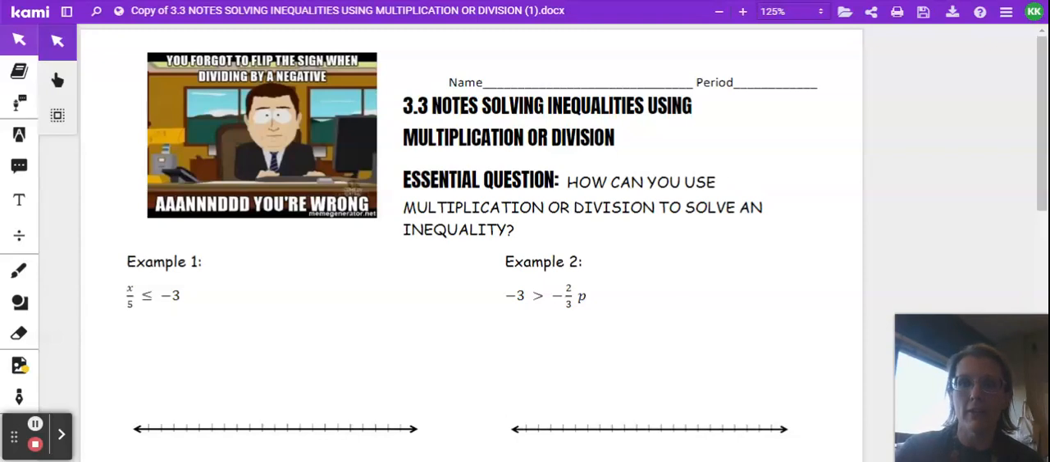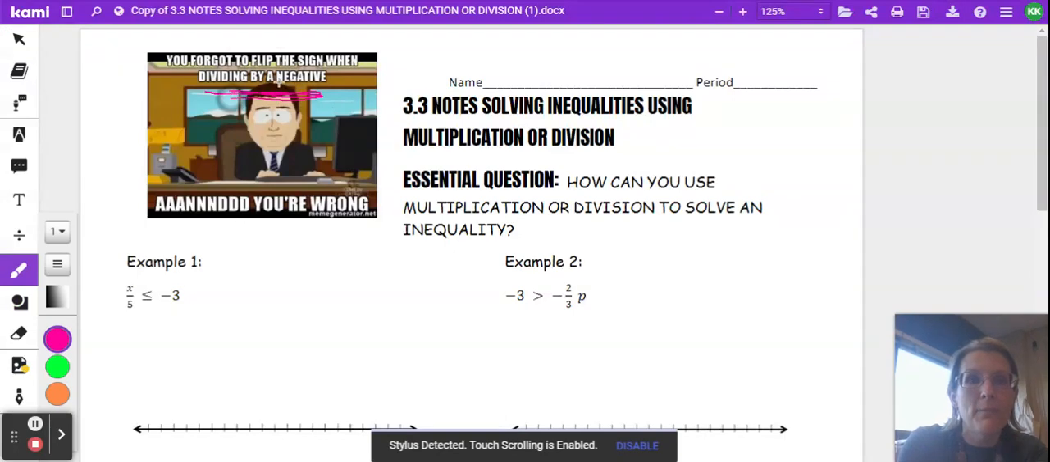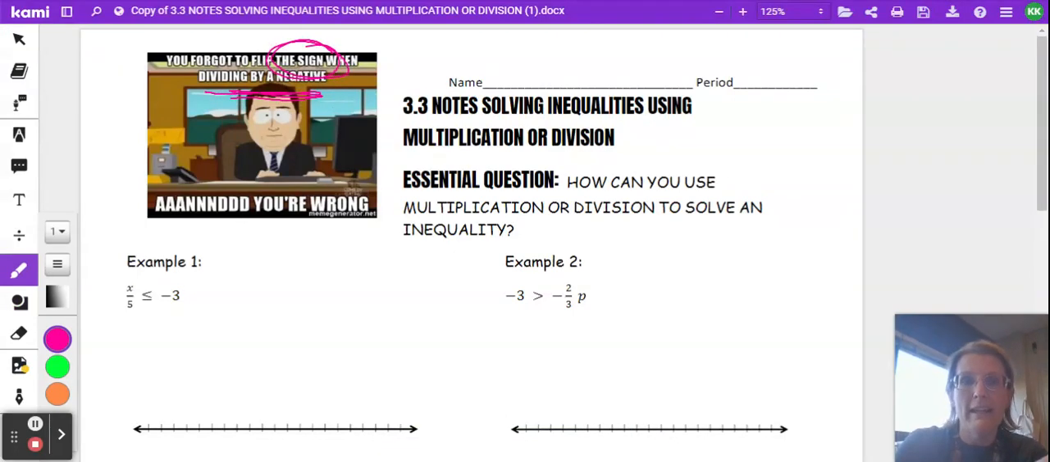We are taking what we did in the last lesson with solving inequalities, and now we're learning that new, real, crazy skill. When you multiply or divide by a negative number, you've got to flip the inequality sign the other direction. And if you don't do it, you are wrong.